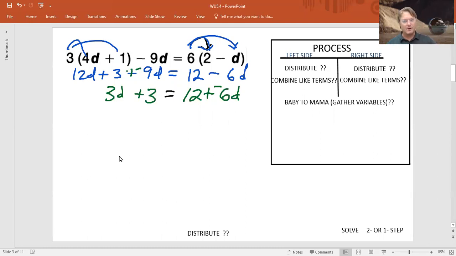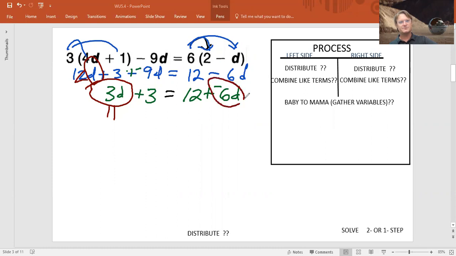So now I'm going to do baby to mama, and I'm looking, and I see 3D and negative 6D. So guess what? You got it. This is mama. See how big? And this is baby. See, kind of small. Yeah. Okay. Well, you'll never have this much fun in math again, so get used to it.